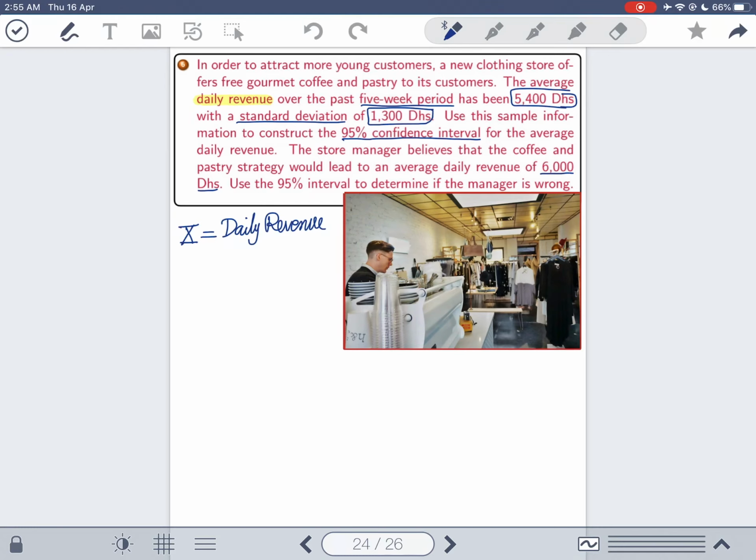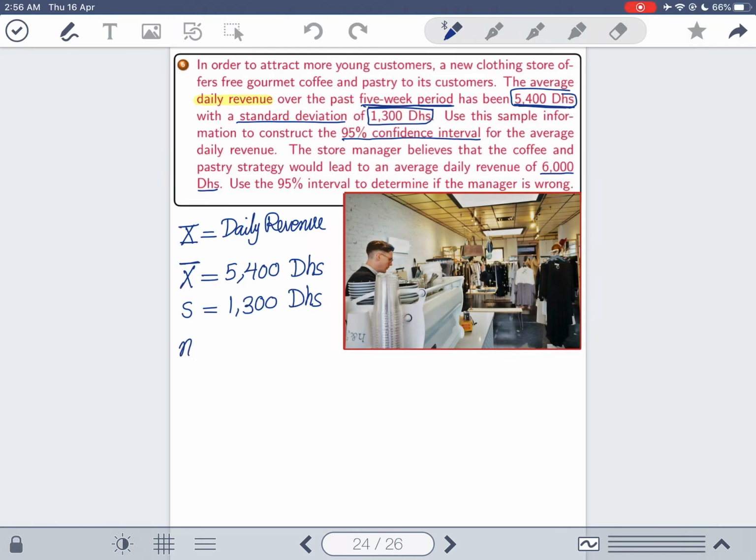So they said that over the past 5-week period, the daily revenue was 5,400 dirhams. So we know that X bar is 5,400 dirhams over a 5-week period. Just wait a second and we continue. Standard deviation, this is the sample, of course. The sample, 5-week period is the sample. So let's see. The standard deviation is 1,300 dirhams.